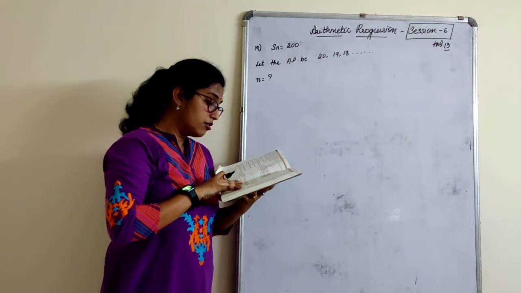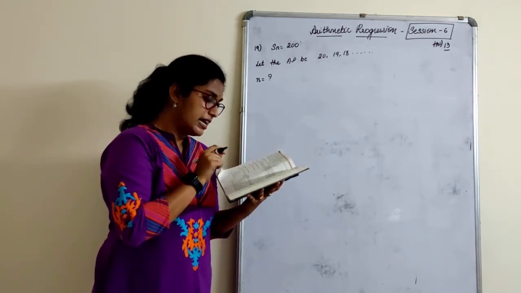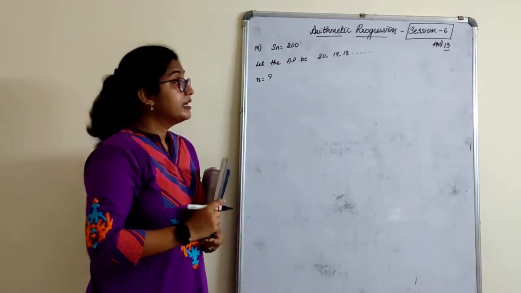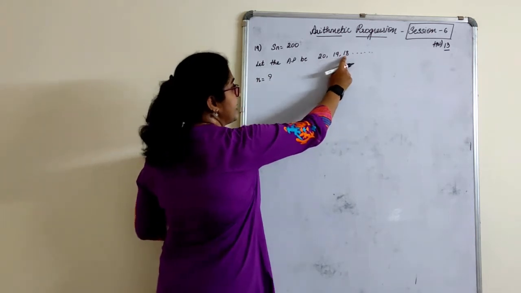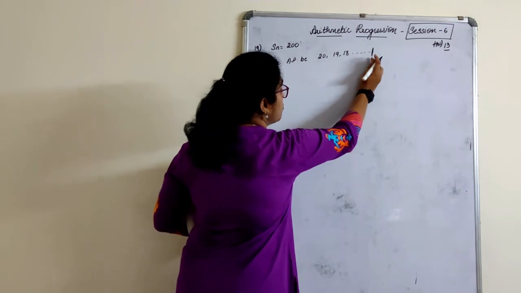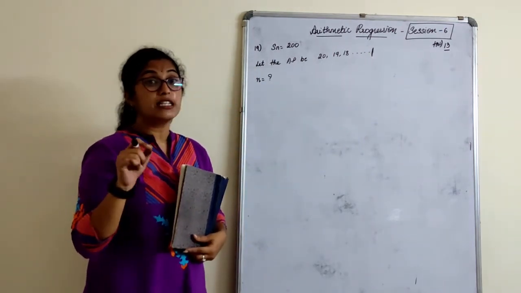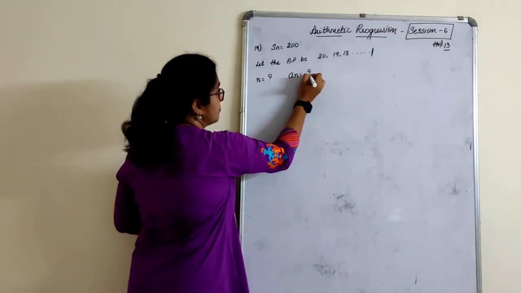In how many rows are the 200 logs placed? And how many logs are there in the last row? For example, if I tell you 20, 19, 18, this is the first row, second row, third row, and this is somewhere the last row. If I come to the last row, how many logs are there? What is it they have asked? They have asked us an.